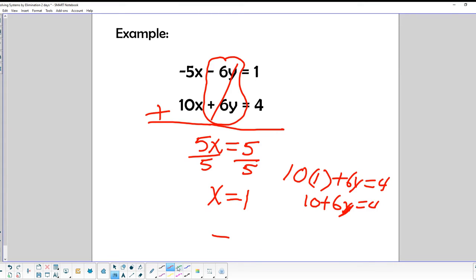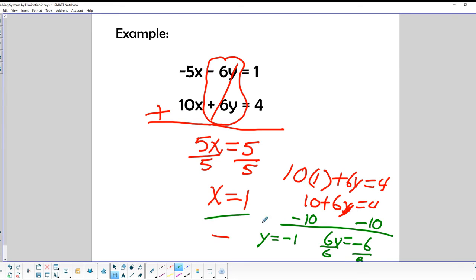Now all I have to do is subtract 10 from both sides. And 4 minus 10 is negative 6. So 6y equals negative 6. Divide both sides by 6. And sure enough, you end up with a y value of negative 1. Okay, so there's your two numbers for your solution: 1, comma, negative 1.